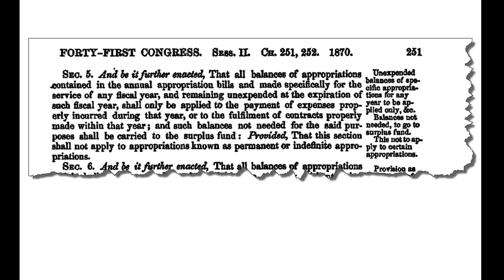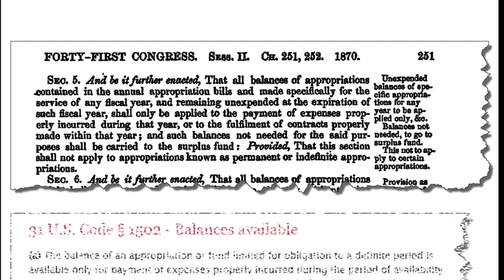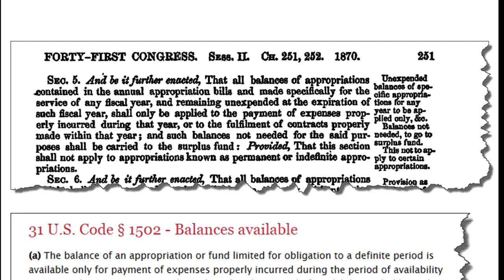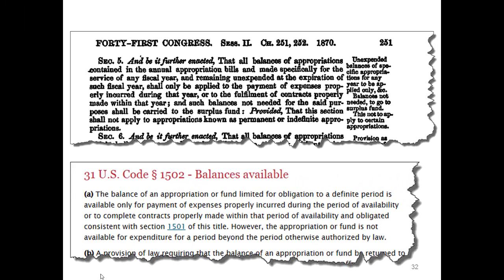Congress expressed this time concept in the same bill as the original Anti-Deficiency Act in 1870. This statement is codified at 31 U.S.C. 1502. The appropriation is not available for expenditure for a period beyond the period otherwise authorized by law. Generally, fund availability related to time is established in annual appropriations acts.